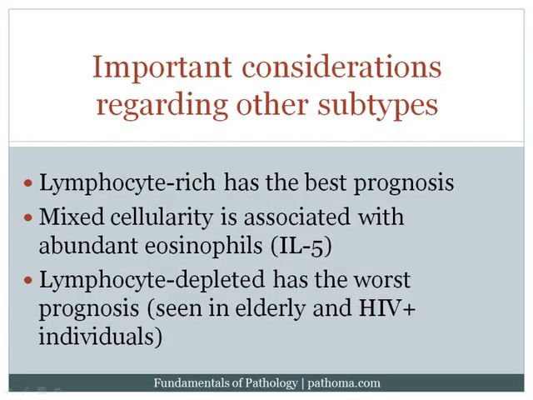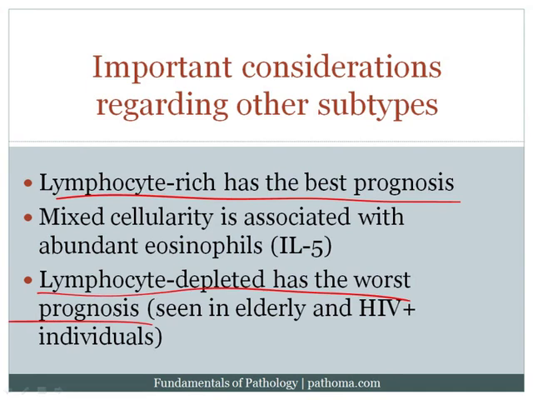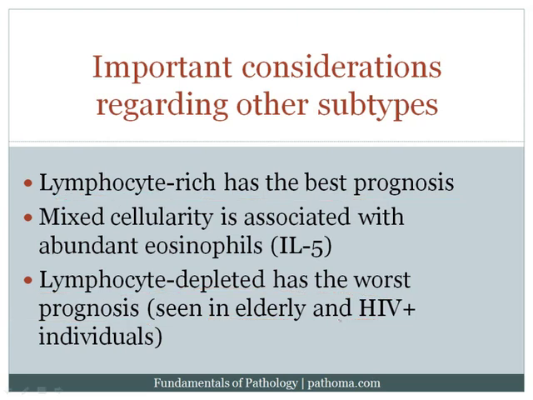The other subtypes are not necessarily super common, and it's often difficult to remember them, but I'll just tell you a few important principles. Number one, the lymphocyte rich has the best prognosis. Number two, the lymphocyte depleted has the worst prognosis. So the more the lymphocytes, the better; the less the lymphocytes, the worse. And the lymphocyte depleted happens to be seen in the elderly and in HIV-positive individuals. One final principle is that in the mixed cellularity variant, you see abundant eosinophils.